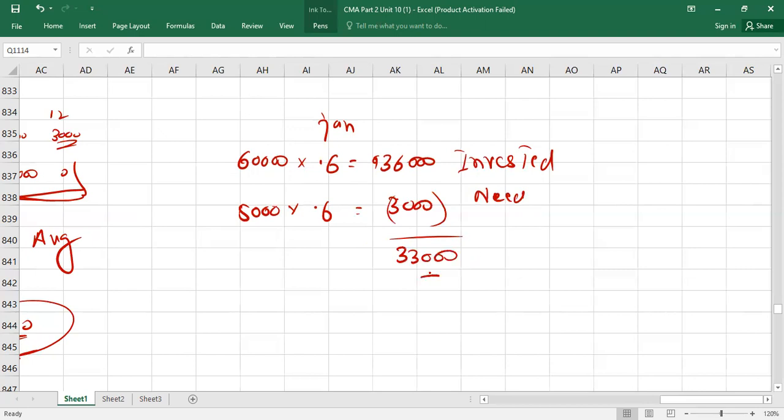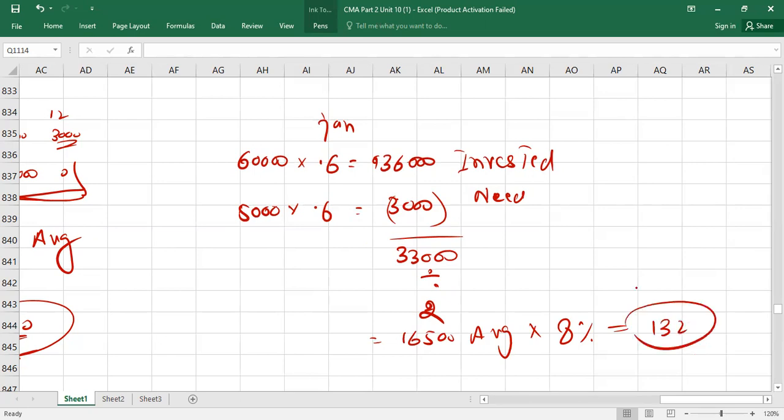These 33,000 I will divide with the 2 here, just as we take average, opening plus closing divided by 2. In that scenario, simply we will divide with the 2. This will give you the average value. Don't divide with the 12 here. Divide with the 2 only. So you will get here 16,500 average. And that could have been invested at 8%. And you could have earned a profit of how much? 1,320. So this is the shortcut way.